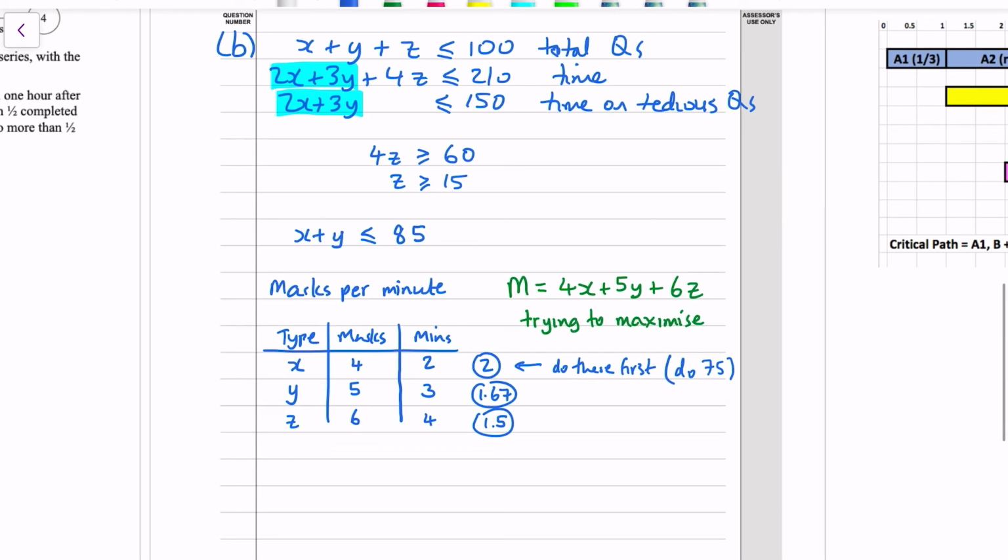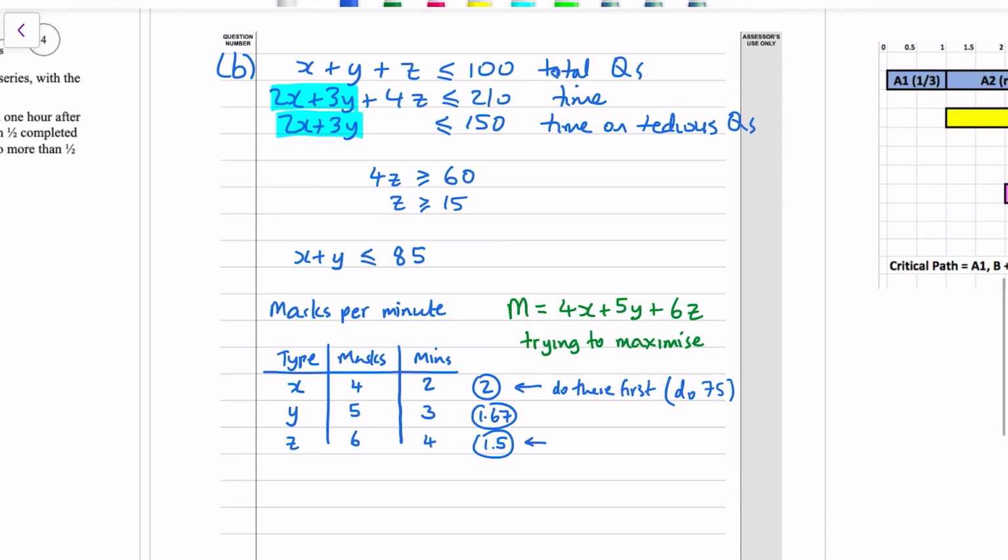Okay, so if we do 75 of those, that means we use 150 minutes on the tedious questions. We don't do any of the moderate ones in group 2, and then the remaining time can be spent on the harder ones, because we have to do at least 15 of those. We've already used 210 minutes. No, we haven't. We've used 150 minutes. So we're using the remaining 60 minutes to do 15 hard Qs to finish.